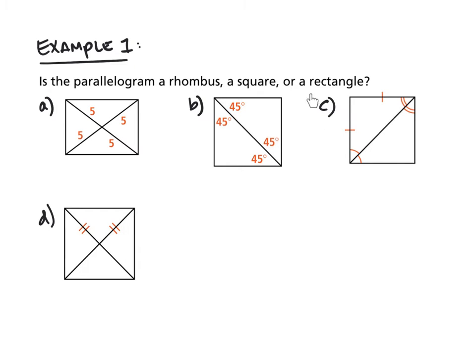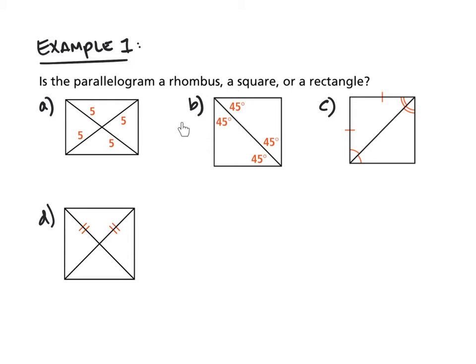Now, when it comes to trying to decide if we're looking at a square or not, it's a little bit trickier, because what we have to be able to show is that there's something that makes that shape a rhombus as well as something that makes it a rectangle. That's the trick for deciding if it's a square. A square is a combination of a rhombus and a rectangle. It has all four sides congruent like a rhombus, and it has all four angles the same, or 90 degrees, like a rectangle.